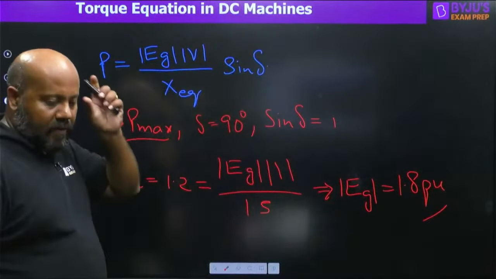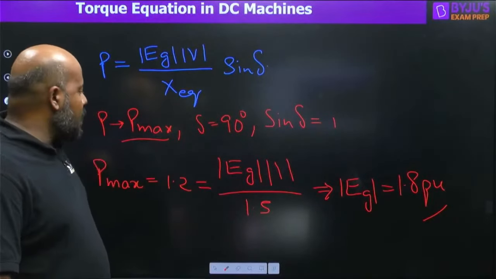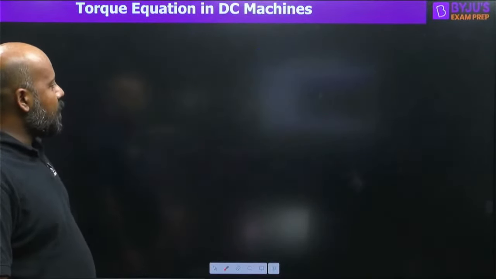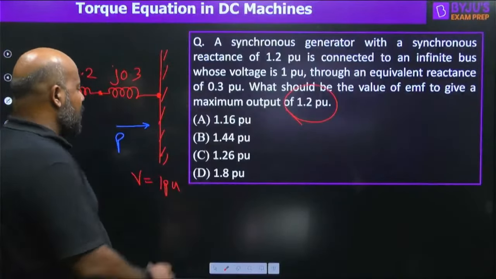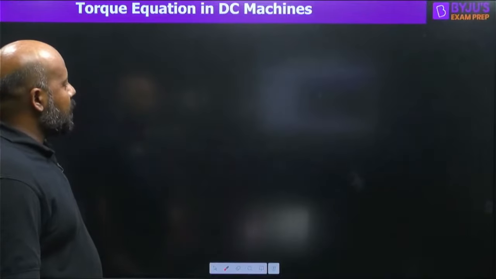Is it clear, everybody? Are you able to solve this or not? So what is the answer you are getting? D. See the next question.